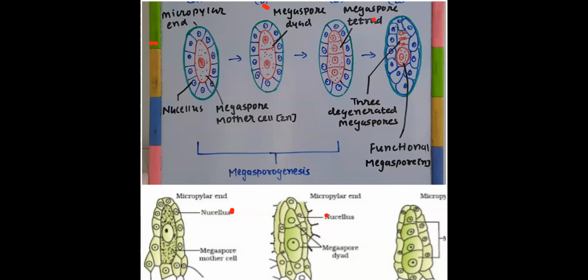Multicarpellary condition meaning, yes, more than one carpel. Can you give me any example of flower in which this multicarpellary condition is present? Correct, rose, that is right.